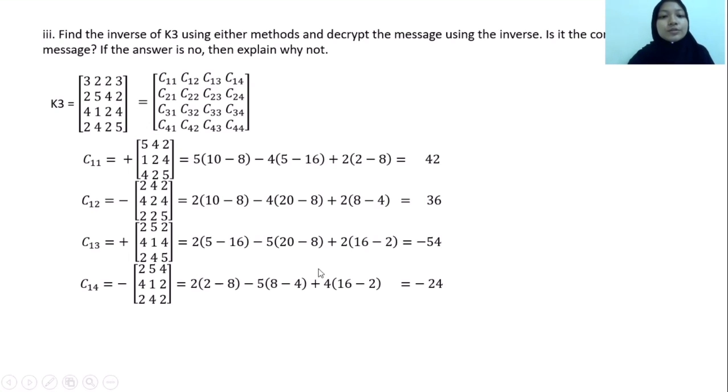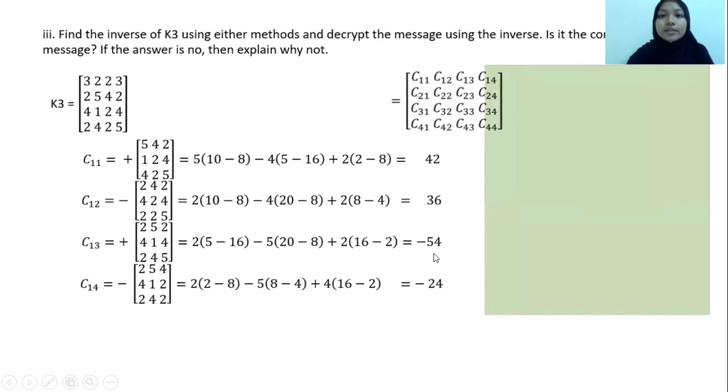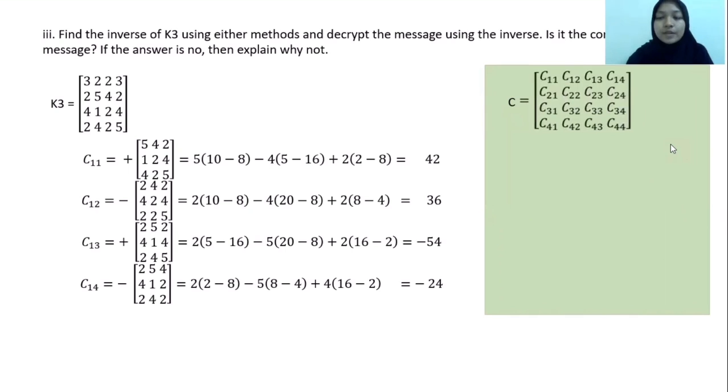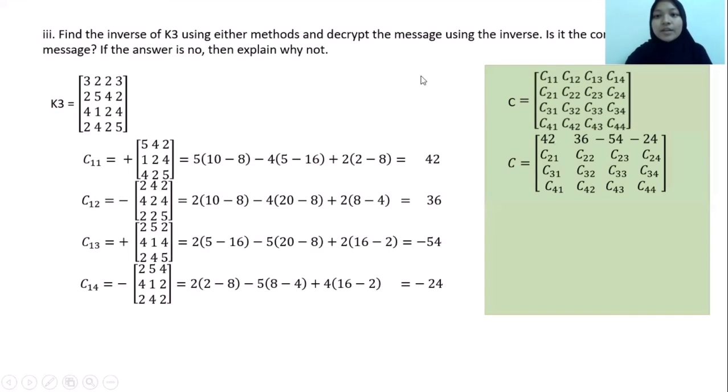So you'll just do it as usual, and you got this. And then just to be safe, I will substitute it. Then the first row, I've already got the first row, which is 42, 36, negative 54, and negative 24.